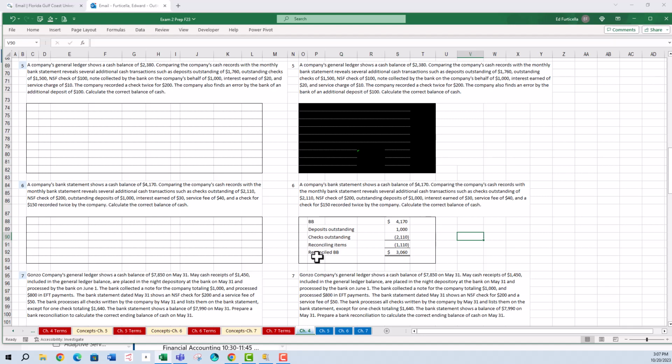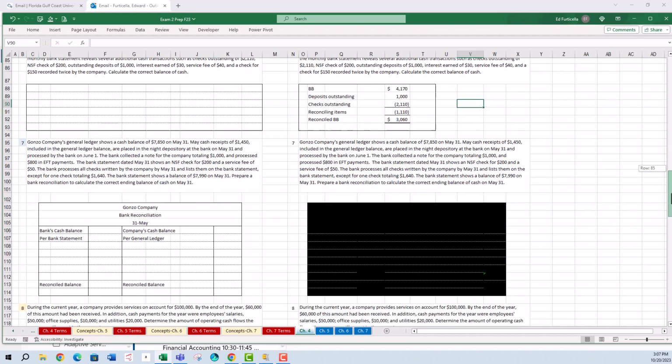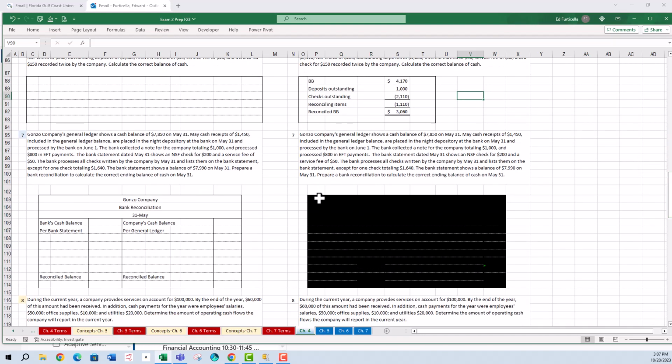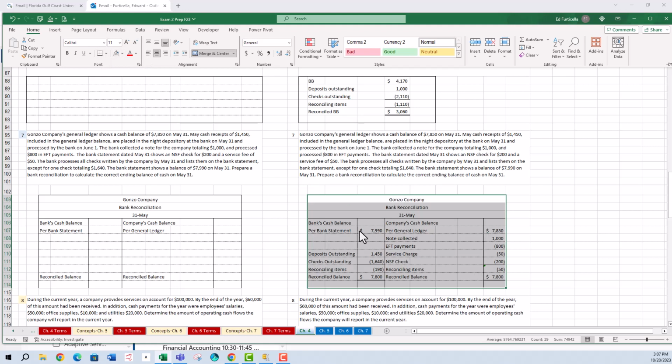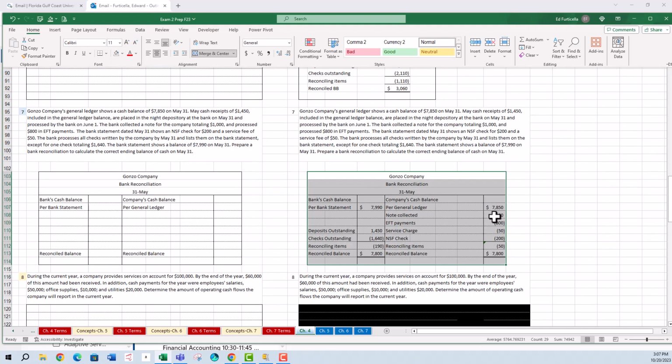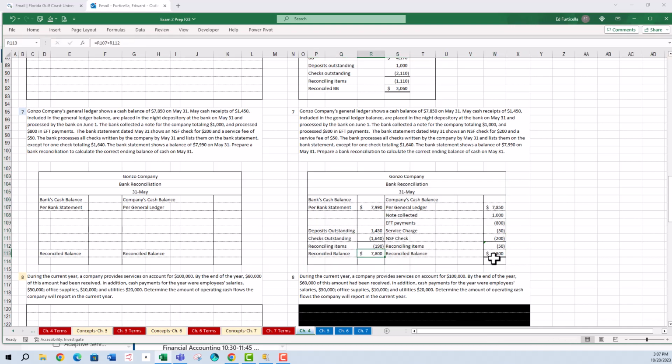I encourage you to look at these two carefully, make sure you understand them, then work number 5 and work number 7. The beauty of number 7 is it's a true bank reconciliation. By that, I mean it gives us both the bank balance as well as the general ledger balance and asks you to perform all the reconciling items needed to prove our true cash position.